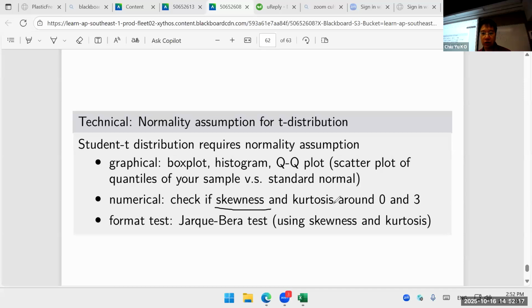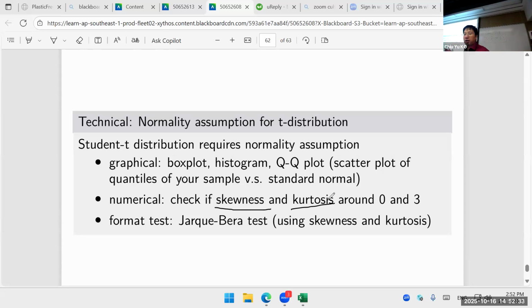And you can also check two things: whether your skewness is 0 and kurtosis is around 3 from the data, right? If that's the case, then it's normal. So that's why you want to learn skewness and kurtosis in the first class, right? Because from data, if skewness is 0 and kurtosis is 3, then it's normal. That's a good thing, okay?